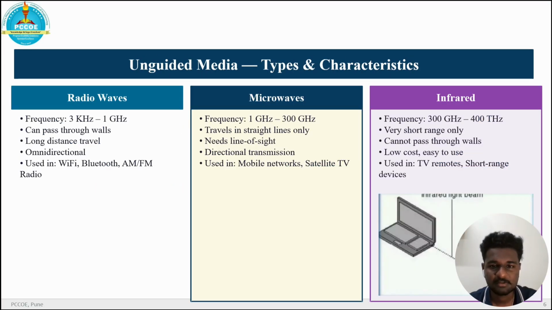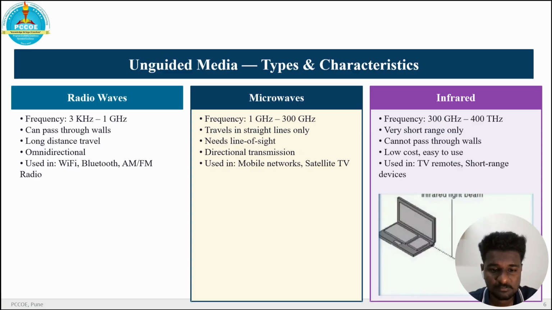Unguided media, types and characteristics. Moving on to unguided media, these transmit data wirelessly through electromagnetic waves. There are three types: radio waves, microwaves, and infrared waves. Radio waves have a frequency range of 3 kHz to 1 GHz.